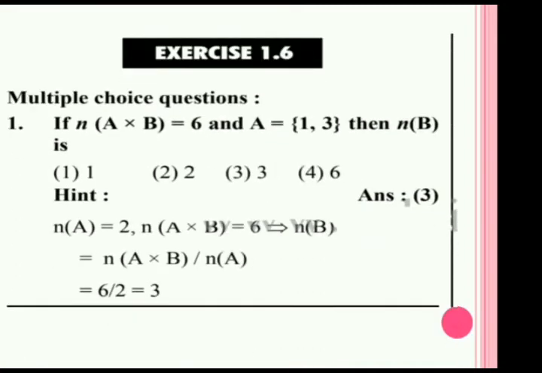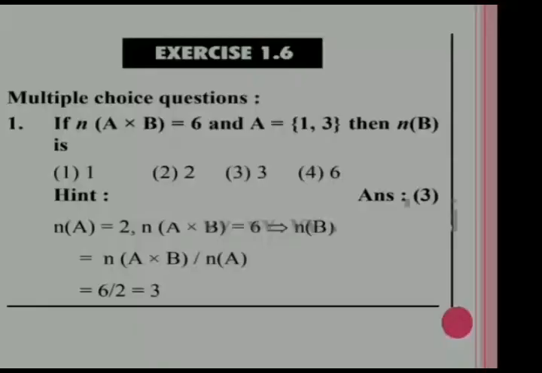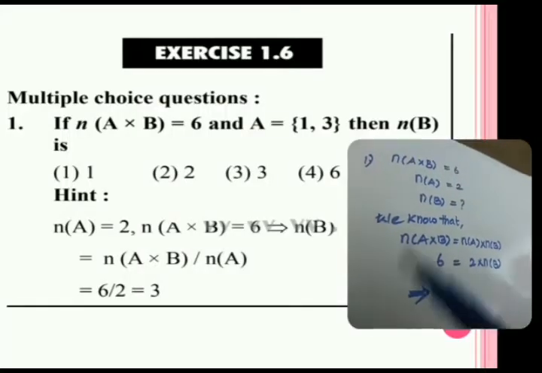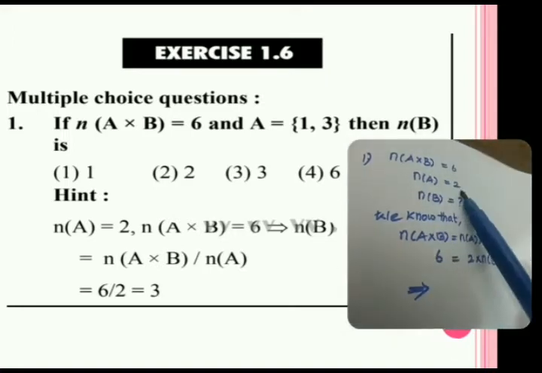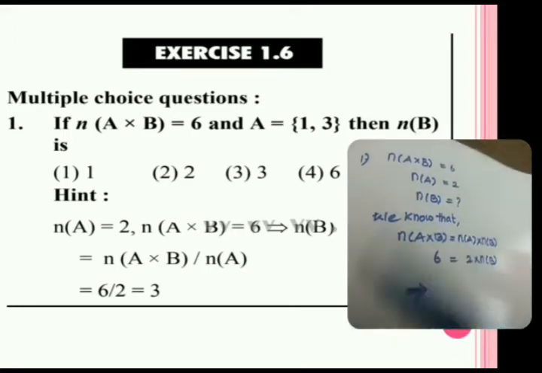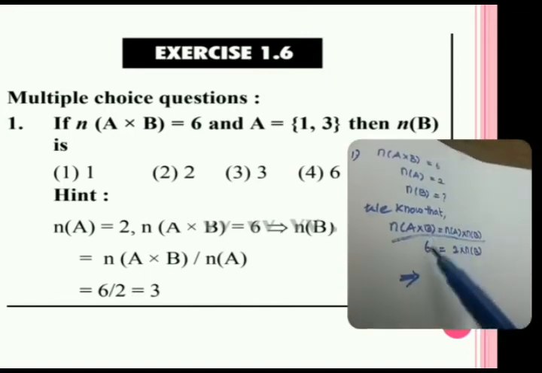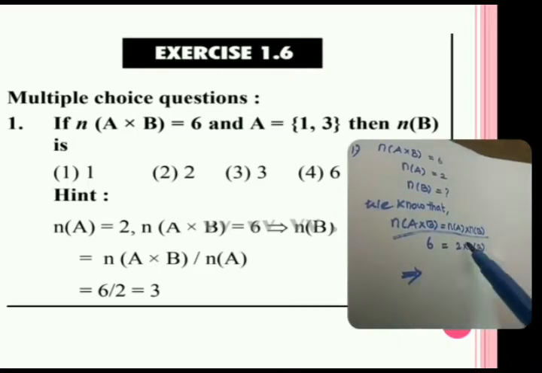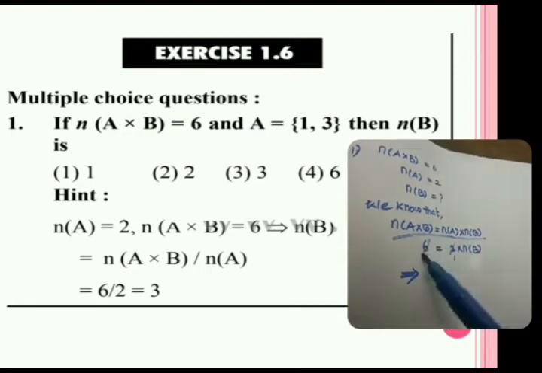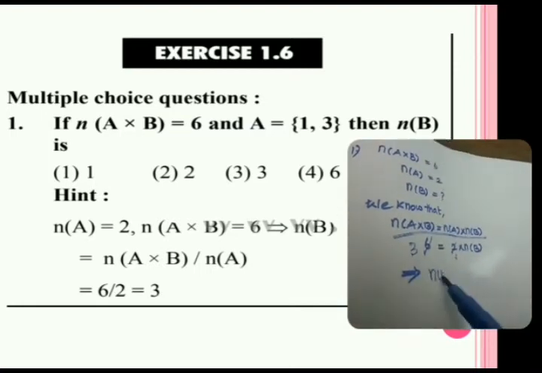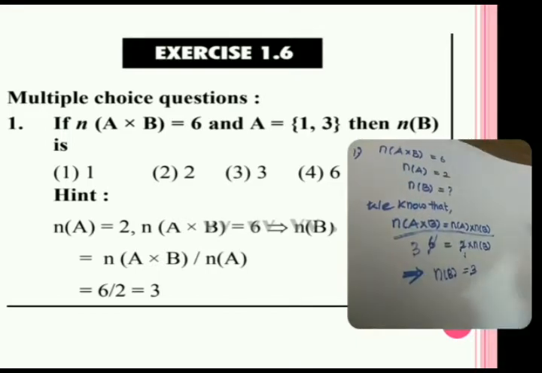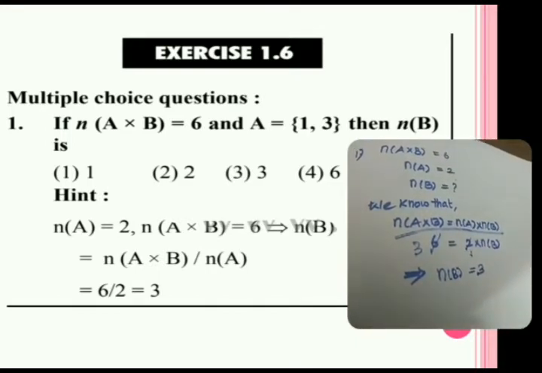First sum. If n of A cross B is equal to 6 and A is equal to {1, 3}, then n of B is dash. Here, by given, n of A cross B is equal to 6, n of A is equal to 2. To find n of B, we know the formula: n of A cross B is equal to n of A into n of B. Substitute the values: 6 is equal to 2 into n of B. Cancel: 1 2 is 2, 3 2s are 6. So it can be written as n of B is equal to 3. Which option will hold? Option 3.